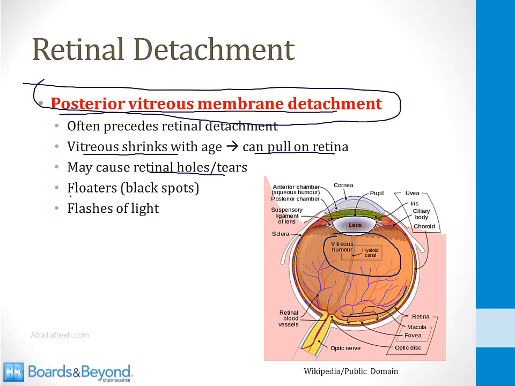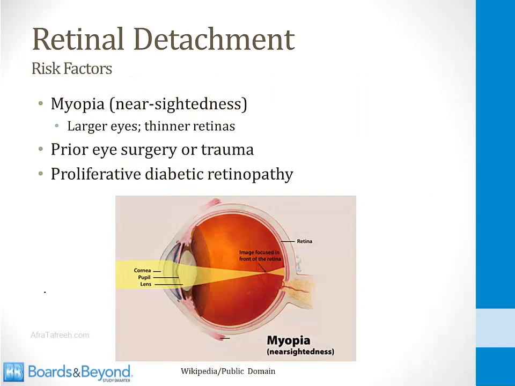This is known as a posterior vitreous membrane detachment. This can lead to the development of floaters or black spots. It can sometimes lead to flashes of light. So patients will sometimes develop this days, weeks, or even months before a retinal detachment. They will complain of floaters, and then at some point they will undergo a full-blown retinal detachment. There are some risk factors for retinal detachment that you should know.